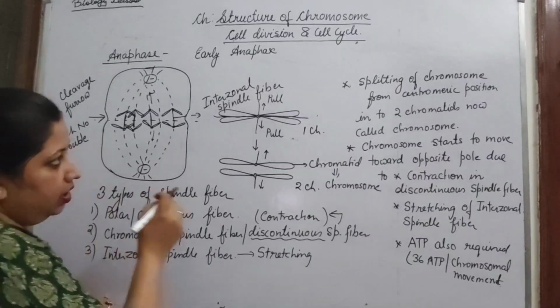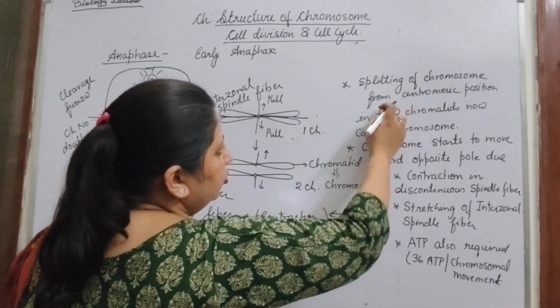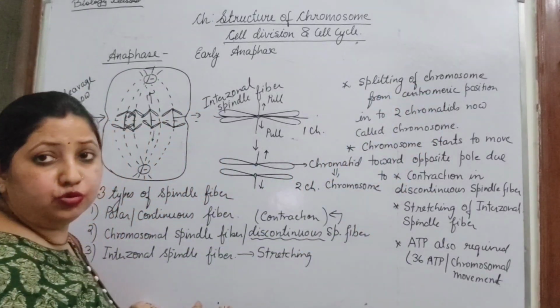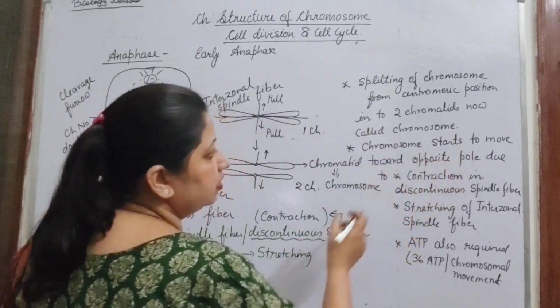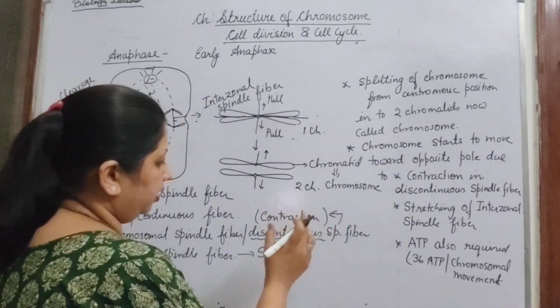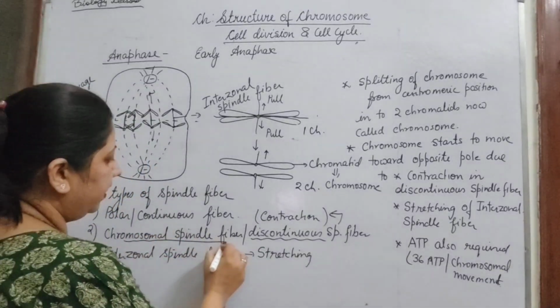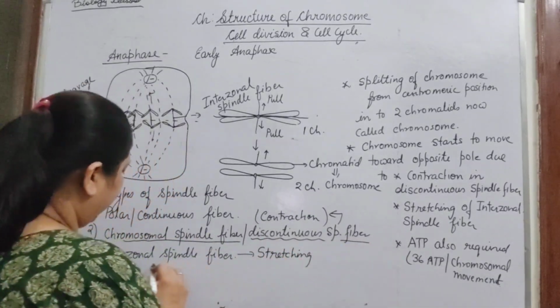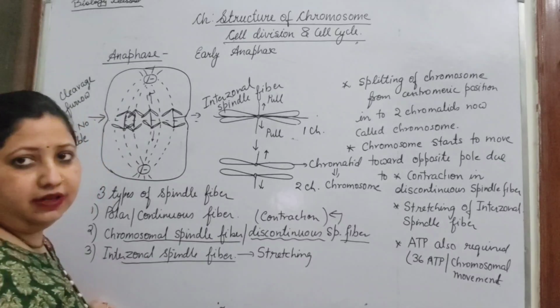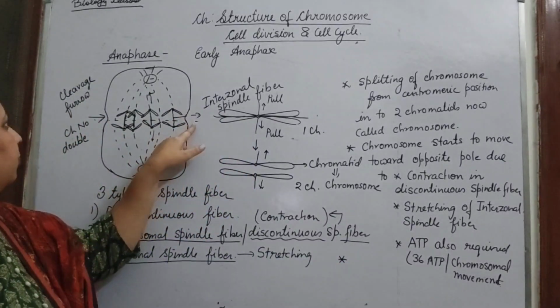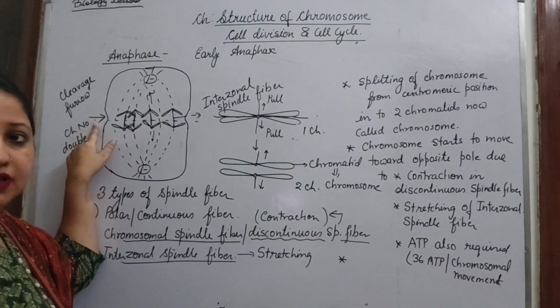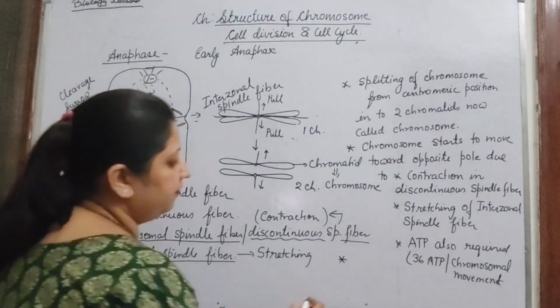So first change is splitting of the chromosome from the centromere position into two chromatids, now called chromosomes. Now the chromosome starts to move toward the opposite pole due to what? Contraction in the chromosomal fiber or kinetochore fiber and the stretching of the interzonal fiber. And the third change, that is the cleavage furrow, starts from the early anaphase.